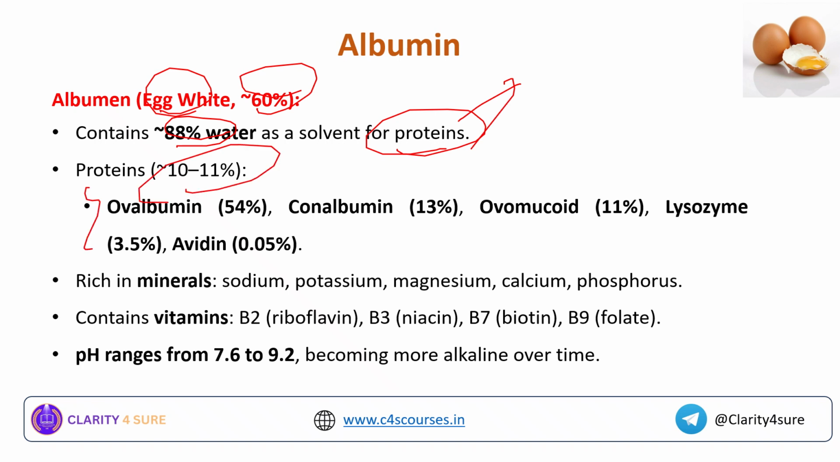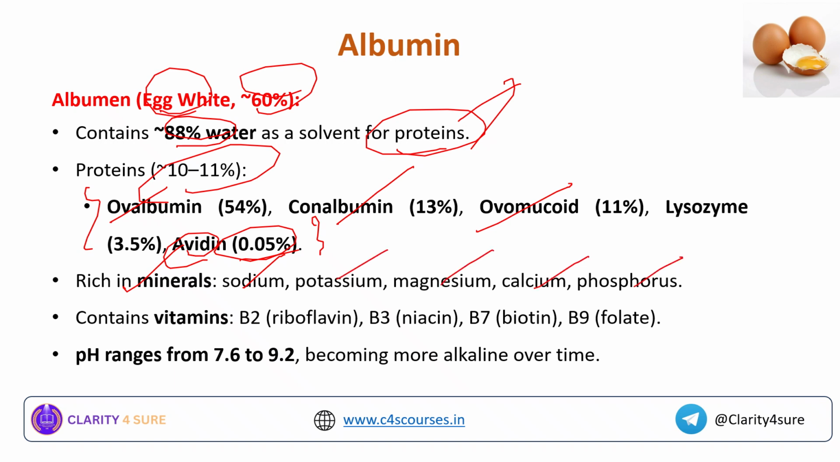What are the important proteins of this albumin? Ovalbumin, conalbumin, ovomucoid, lysozyme and avidin. This avidin is in traces only, but avidin is also an important protein in the albumin. This albumin is rich in minerals. What are the minerals? Sodium, potassium, magnesium, calcium and phosphorus.